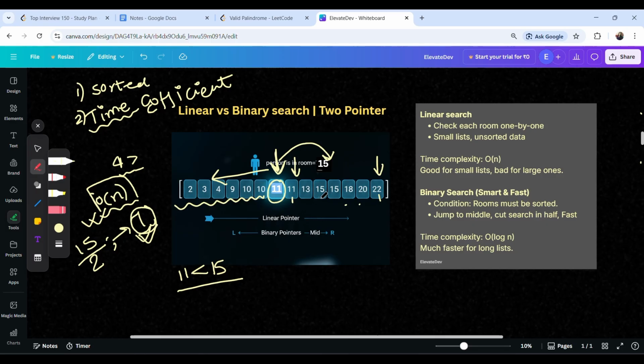Now you and your friend again are going to use the same approach in the same fashion. You are going to compute a middle point. You will ask the receptionist. In this case, the middle point is going to be here. And then when you reach that middle point, you have found the person. You have found the 15th room number. This way, your time complexity also got reduced.